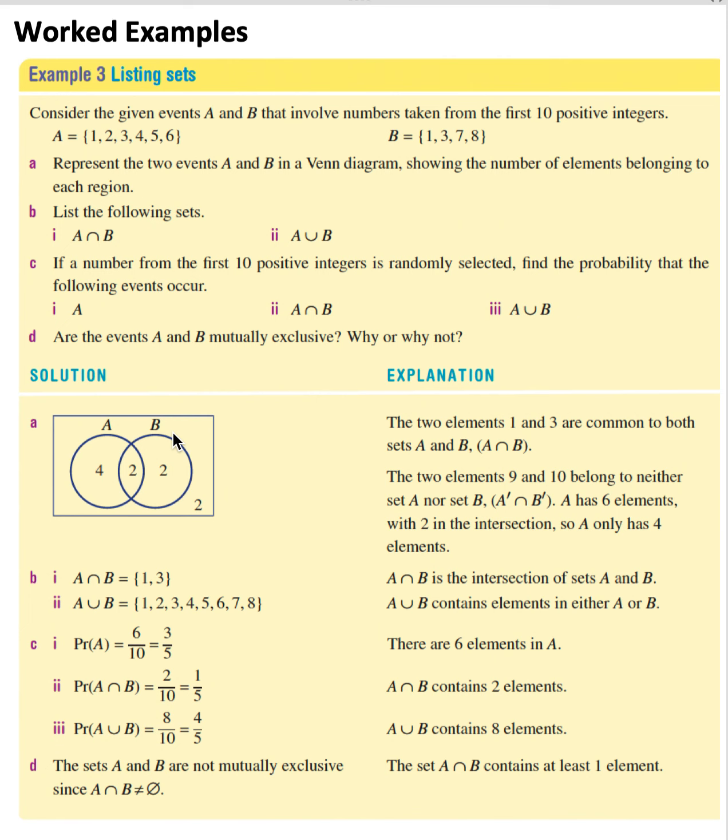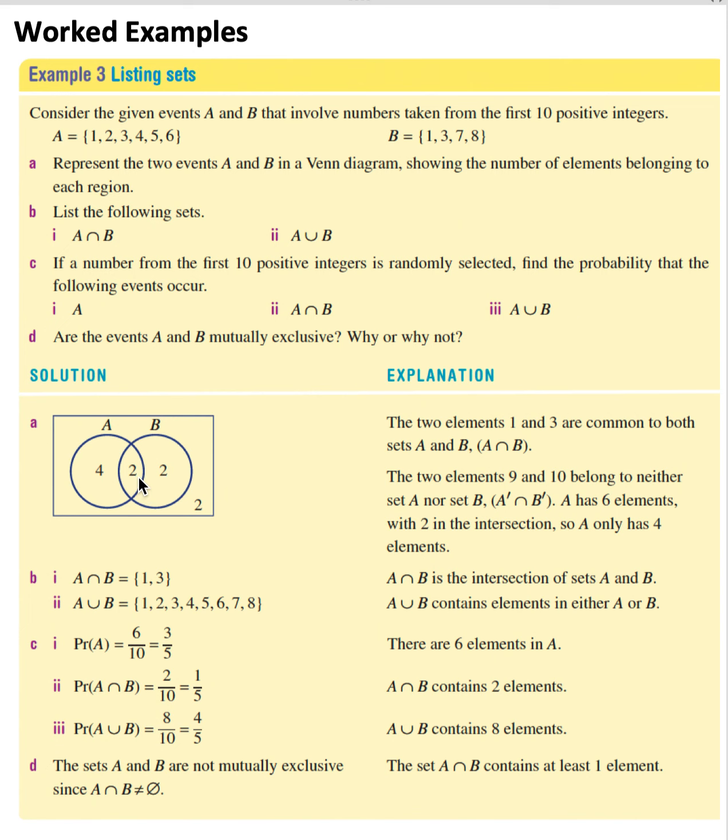So the next thing we want to do is show the number of elements belonging to each region. I always find it's easiest starting with this center bit here. When I look at set A and set B, I can see I've got 1, 3, and that's it. So there's two shared elements between them. So I'm going to put my 2 in the middle here.